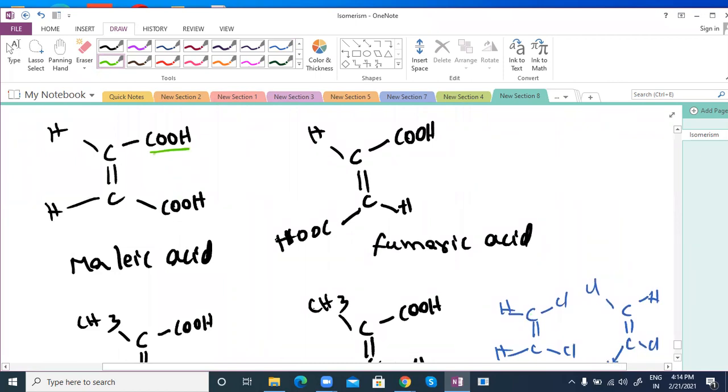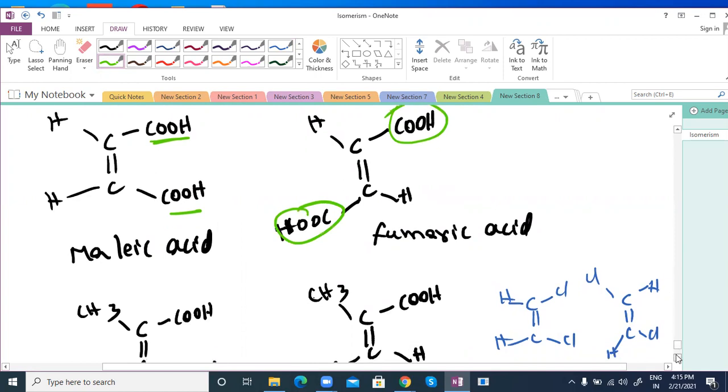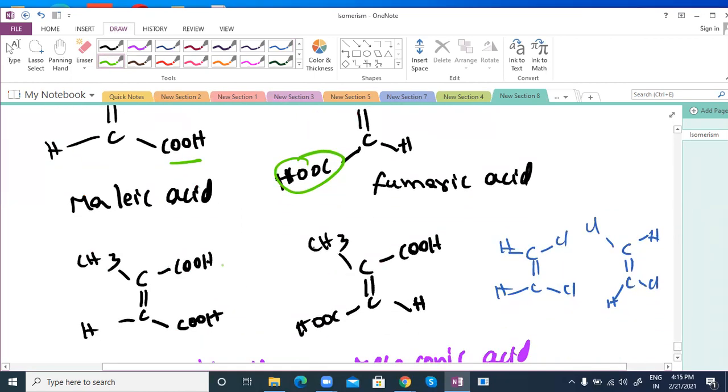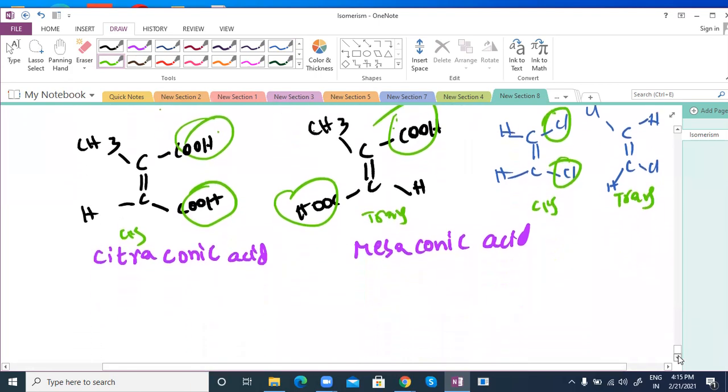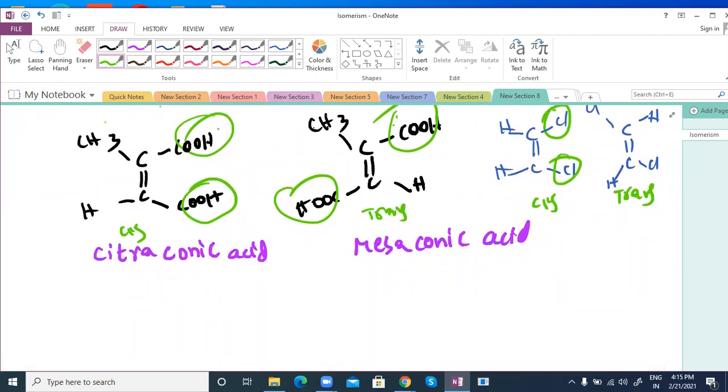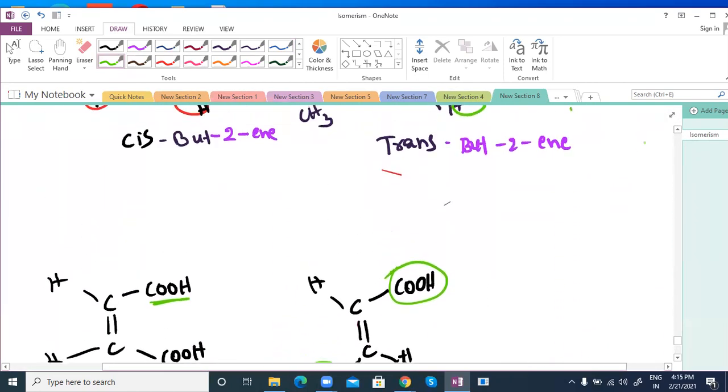Maleic acid: both COOH are on the same side, and where both COOH are on opposite sides, we can say that is fumaric acid. The remaining ones you can also identify as cis and trans. So this is cis, this is trans. Both are opposite to each other. This is cis and trans. So we'll discuss some points regarding cis maleic acid and fumaric acid. How to identify them?